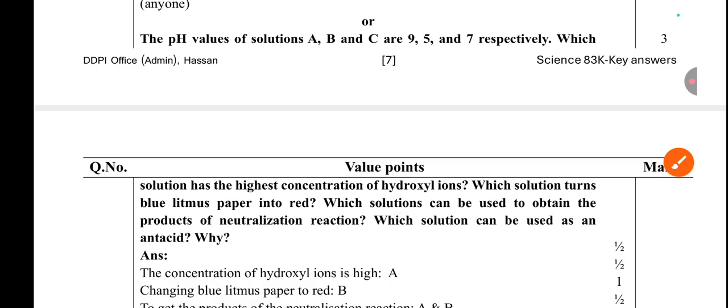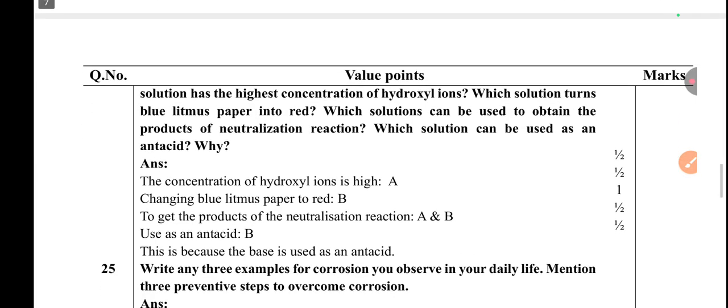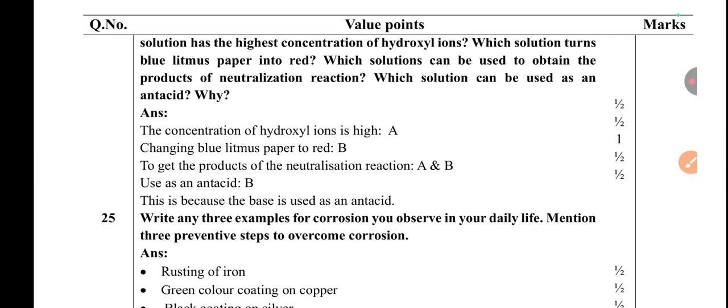The pH values of solutions A, B and C are 9, 5 and 7 respectively. Which solution has the highest concentration of hydroxyl ions? Which solution turns blue litmus paper into red? Which solution can be used to obtain the products of a neutralization reaction? Which solution can be used as an antacid? Why? Okay, for here, whatever the sub-questions are there, those are all carrying half marks.